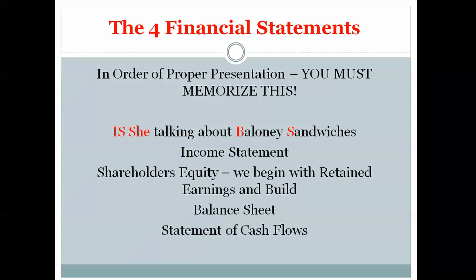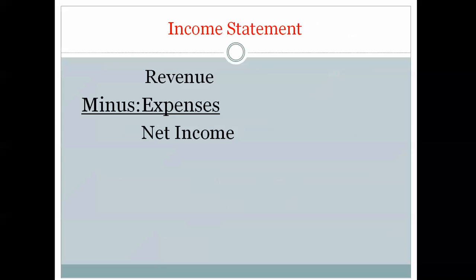The third financial statement we will prepare will be the balance sheet, and we will need that number from the retained earnings or the shareholders' equity to complete our balance sheet, the equity section. And the fourth financial statement, we will just be reviewing the statement of cash flows. This is the final statement prepared.